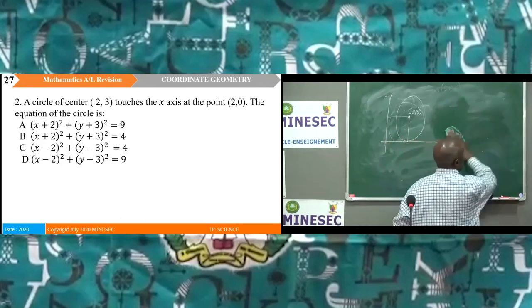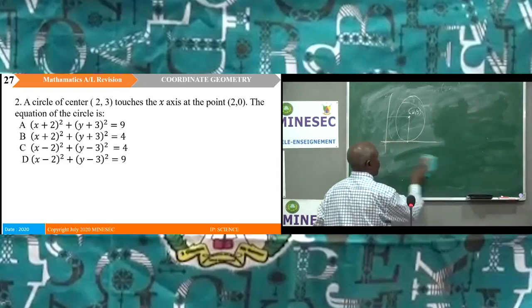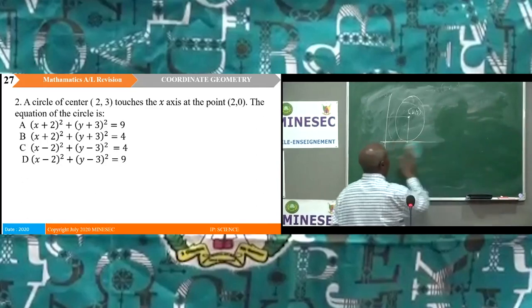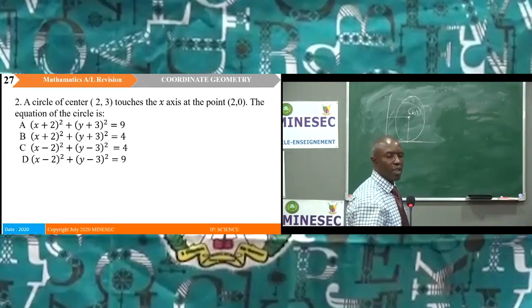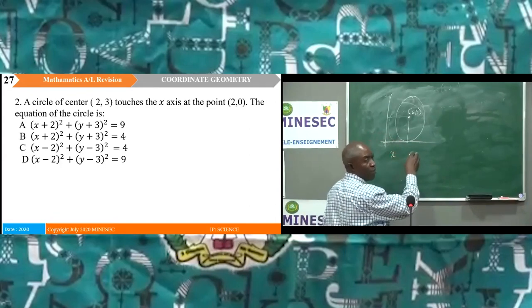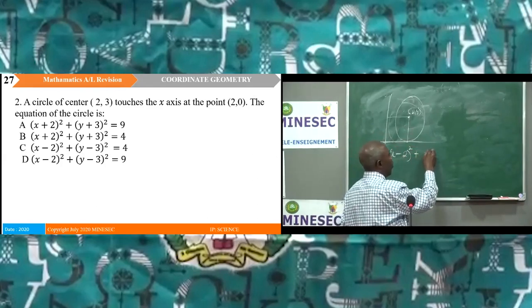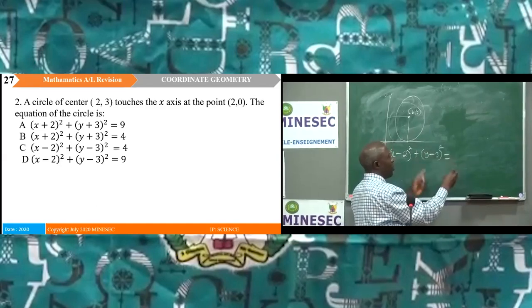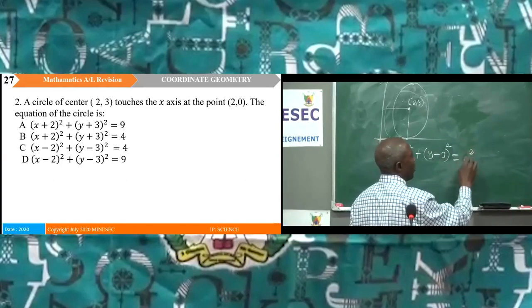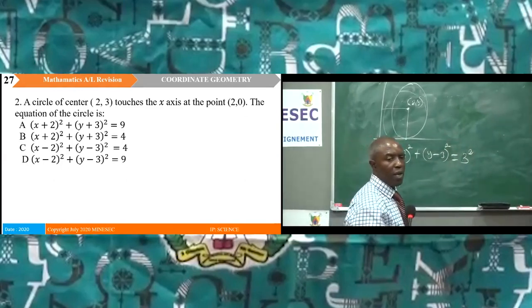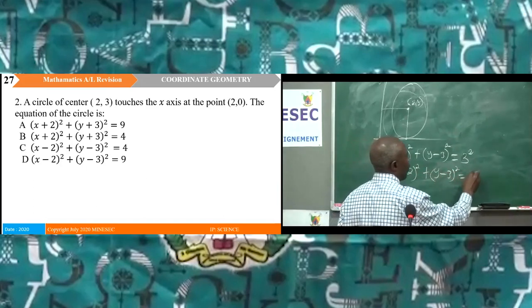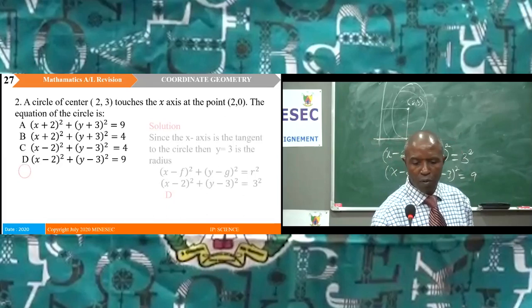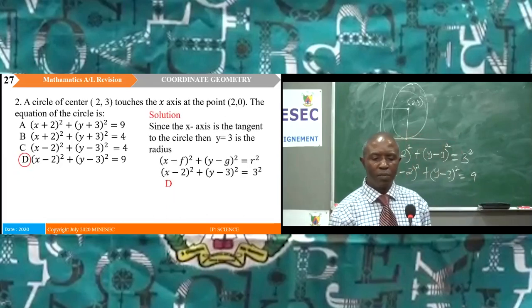So how then do you obtain the equation of a circle? You simply substitute it inside the equation of the circle. The equation of the circle will be (x minus the x-coordinate of the center) squared plus (y minus 3) squared, equal to r squared, and our r squared is 9. What are we going to have there? (x minus 2) squared plus (y minus 3) squared is equal to 9. So, as you can see, the correct answer is D.